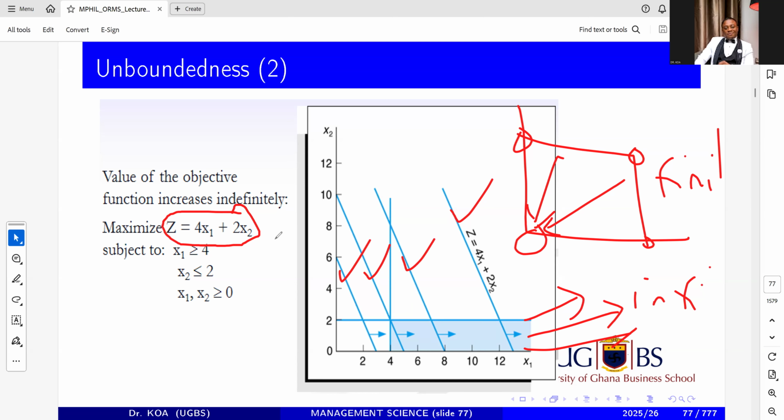So with one, there is no feasible point. With the other, it goes to positive infinity or negative infinity. So which one would you like to have? Which one is at least acceptable, or which one can we accommodate? The unboundedness. Are you that sure?